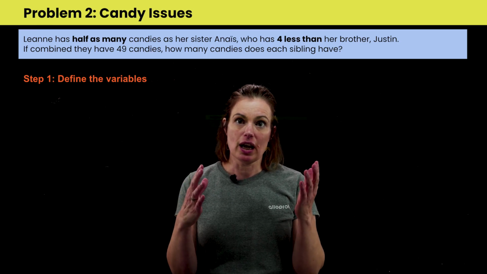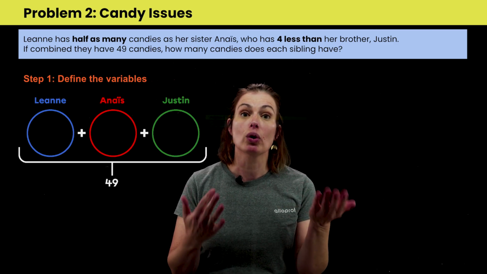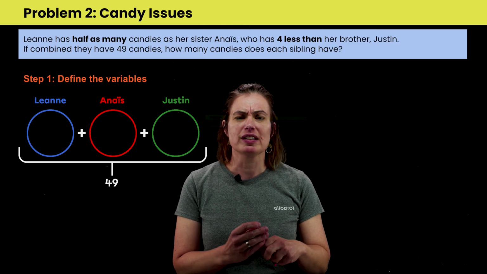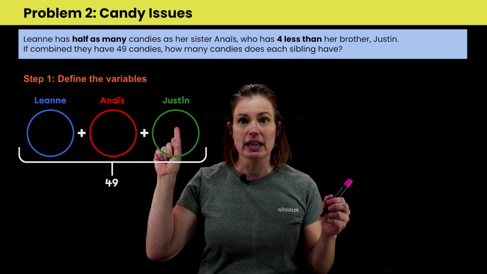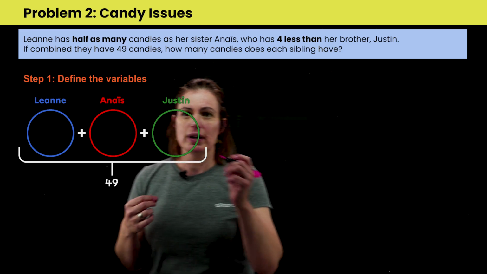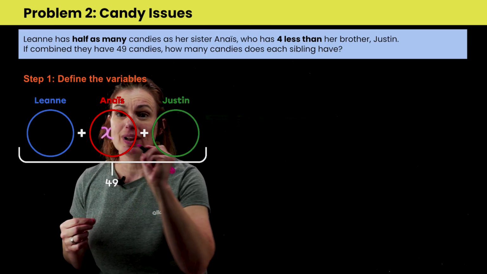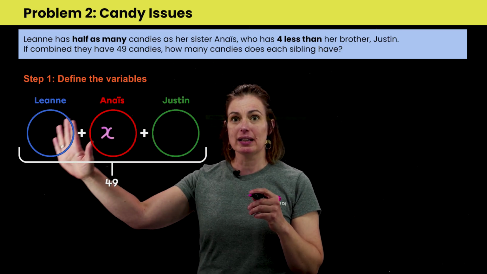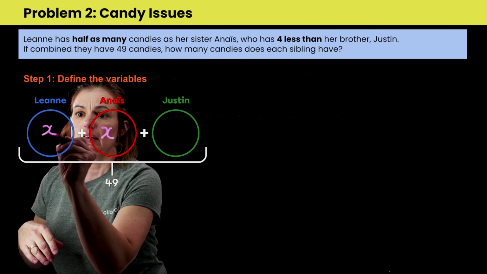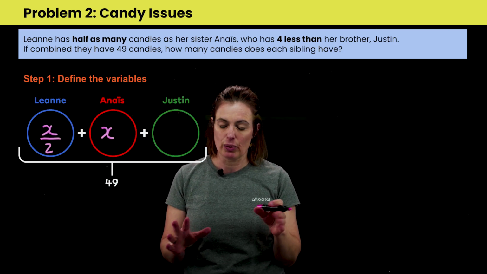So if I take a look at how my problem is set up here, sometimes creating a diagram like this one here can help you organize your thoughts. And if we took, say, Anais for a moment, it says Leanne has half as many candies as her sister Anais. So if I put Anais's number of candies as my variable x, that would mean that Leanne's number of candies would have to be represented by x divided by 2, which is arguably a little awkward.